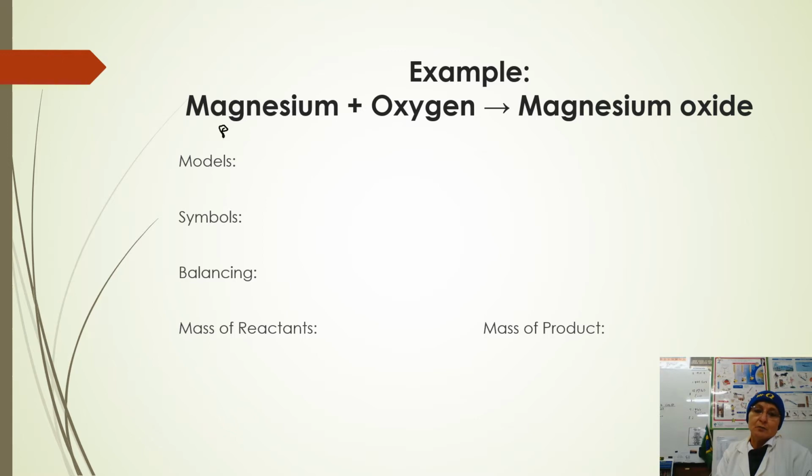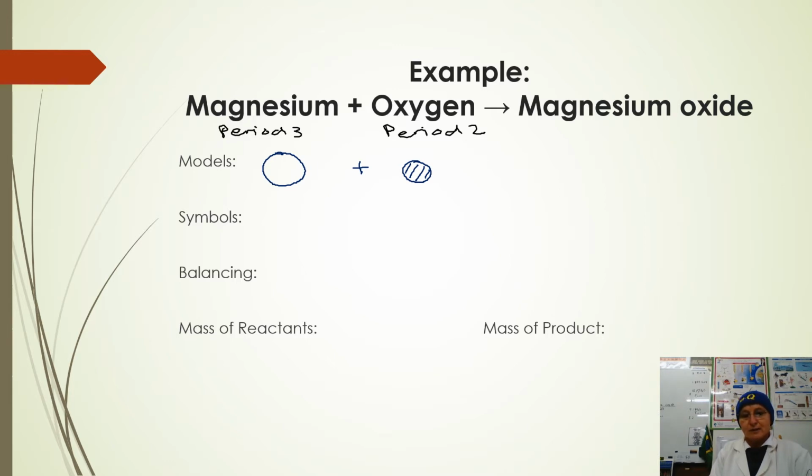Magnesium is in period 3 and oxygen is in period 2. So the oxygen atoms are smaller than the magnesium atoms. So when I draw the models, I need to draw a magnesium atom represented with a bigger ball than what I use for oxygen. Okay, I can use slightly bigger balls for oxygen. And what I'm going to do is I'm going to shade the oxygen atoms.